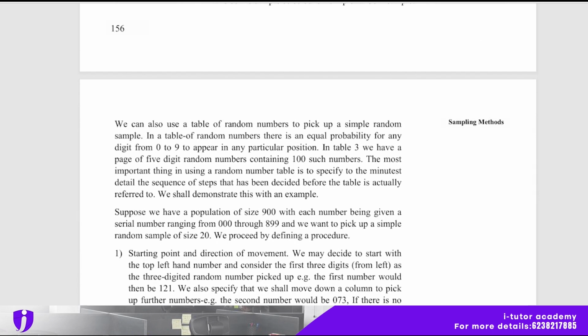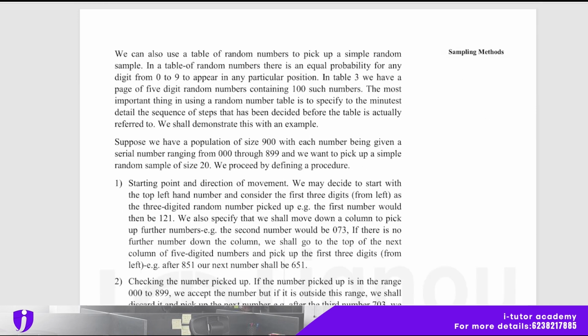We can also use a table of random numbers to pick up a simple random sample. In a table of random numbers, there is an equal probability for any digit from 0 to 9 to appear in any particular position. In Table 3, we have a page of 5-digit random numbers containing 100 such numbers. The most important thing in using a random number table is to specify to the minutest detail the sequence of steps that has been decided before the table is actually referred to. We shall demonstrate with an example.